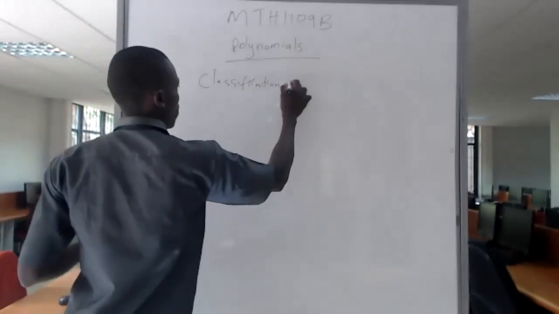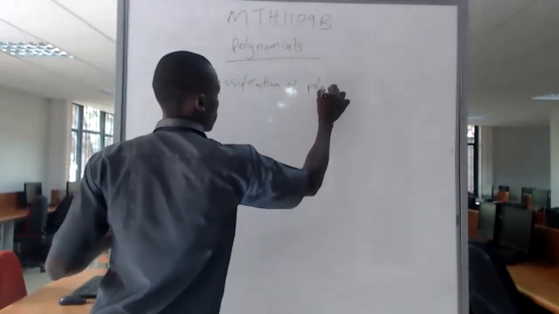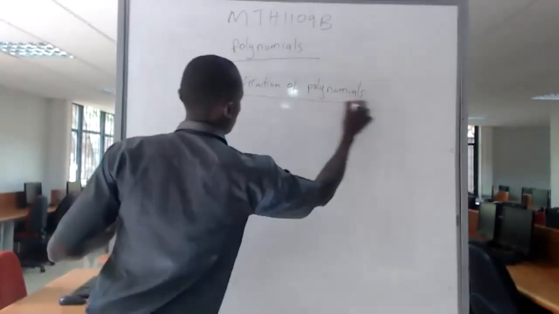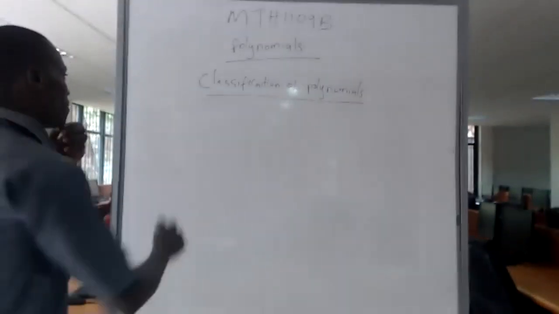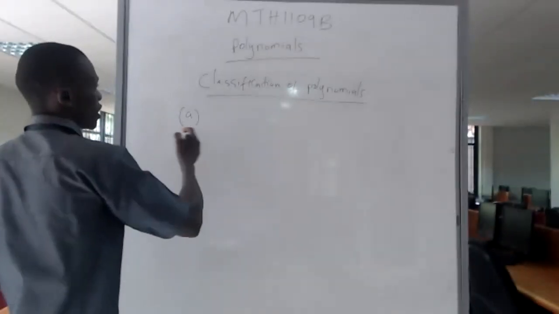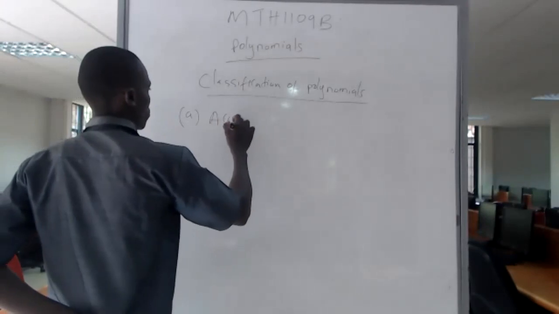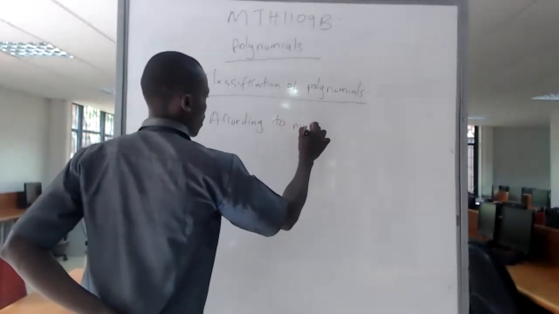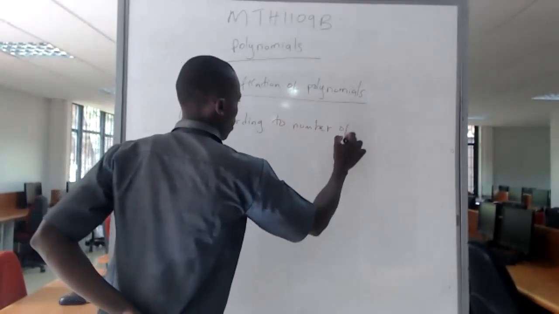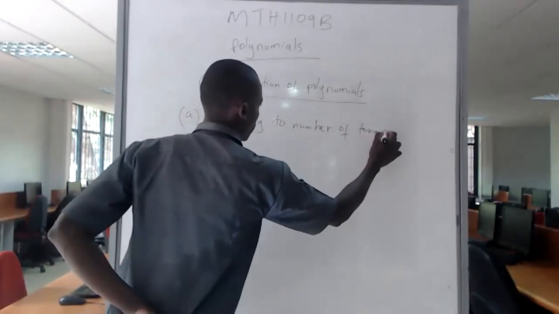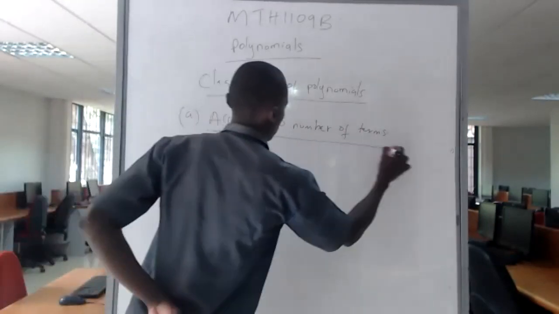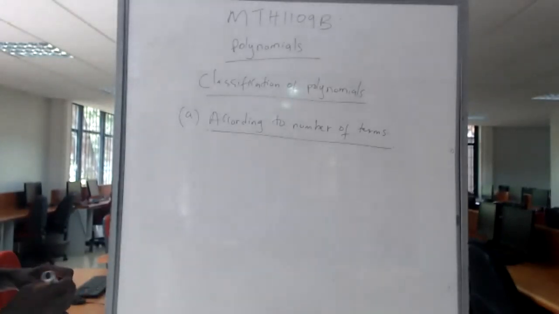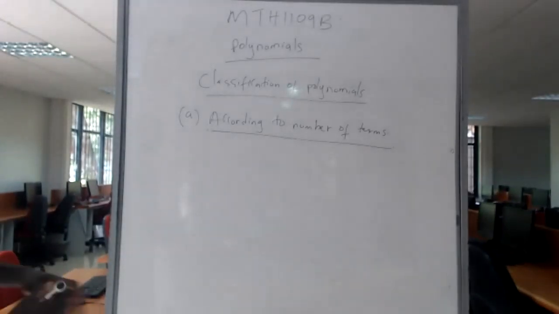Classification of polynomials. Classification of polynomials. There are two criteria for classification. The first one is according to number of terms. According to number of terms. Sorry, I did not mention this. I will repeat them.